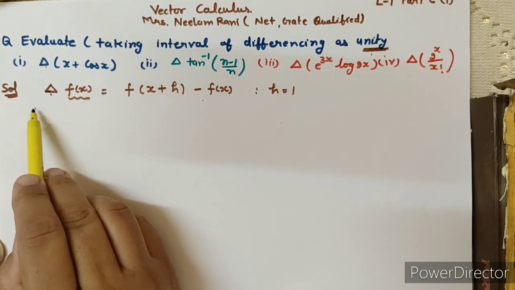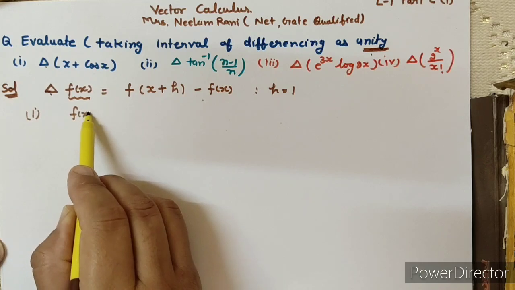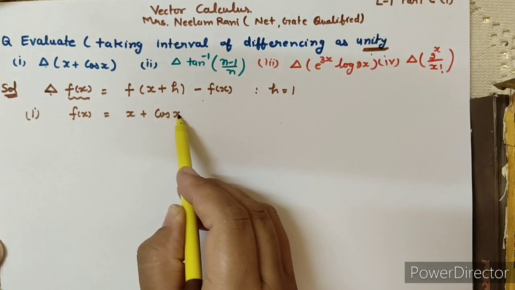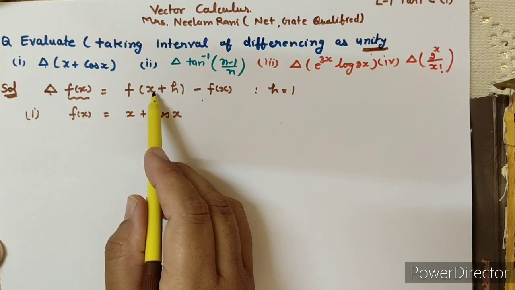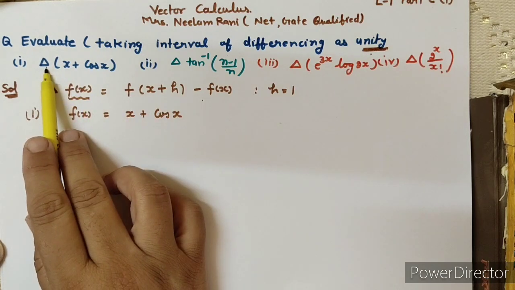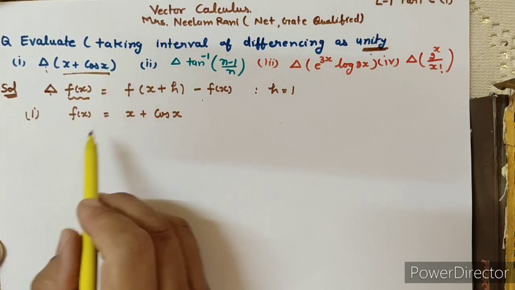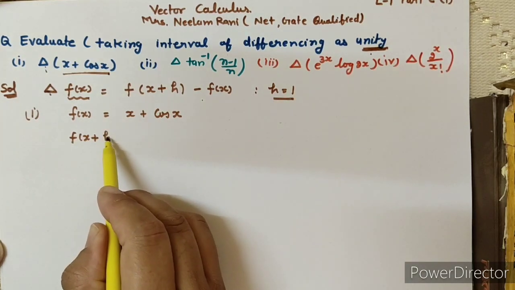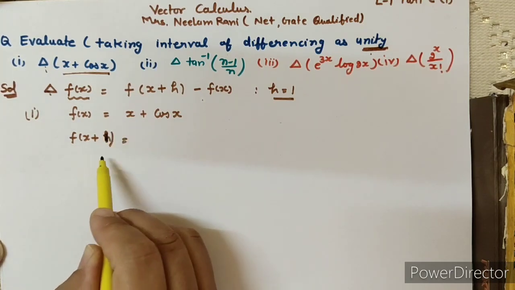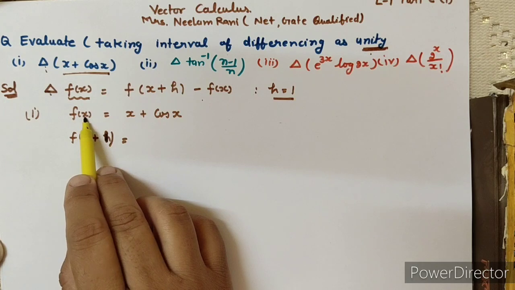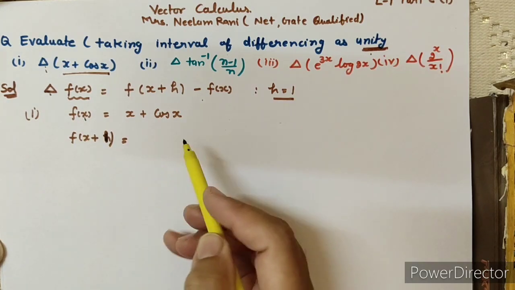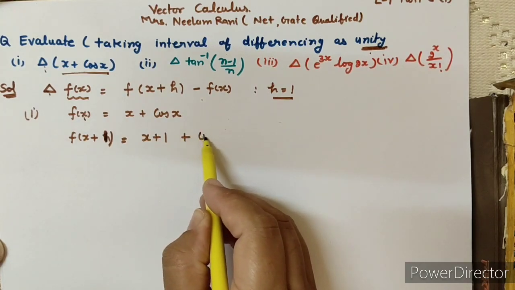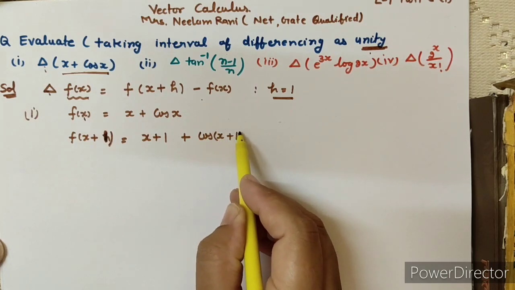So in the first case, your f of x is x plus cos of x. And to find this operator on this function, I need f of x plus h. What is h here? h is 1. So I need f of x plus 1. Everywhere you will replace x by x plus 1. So this gives you x plus 1 and cos of the angle x plus 1.